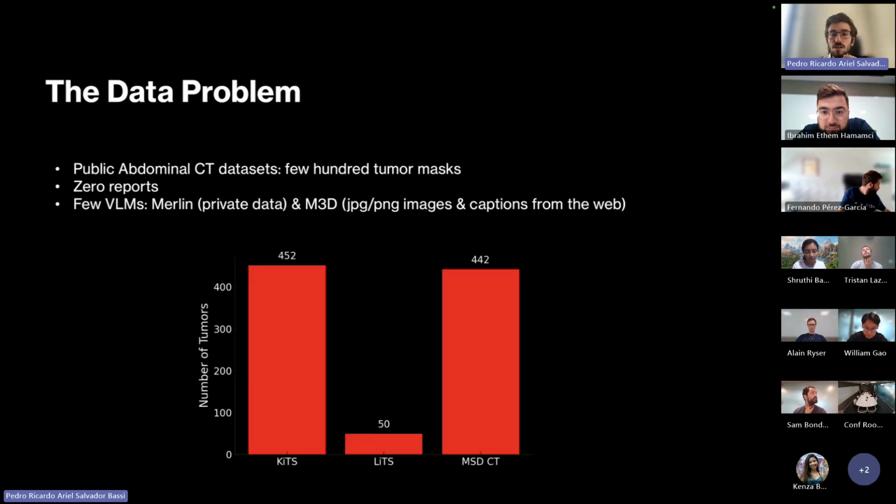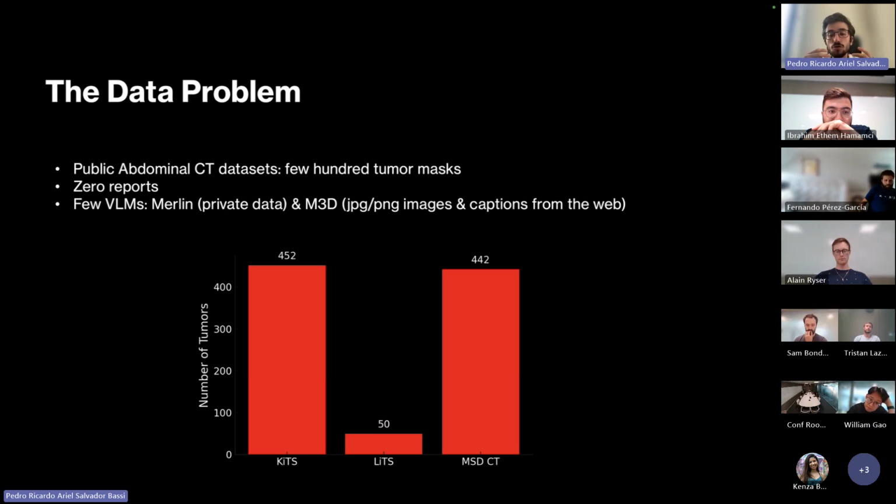So let me begin with the data problem that we have for abdominal CTs. Public abdominal CTs do not have many tumor annotations. The largest ones have about 400 annotations for each tumor type. And by annotations here, I mean per-voxel segmentation masks of the tumors. None of these public data sets have radiology reports on abdominal CT.